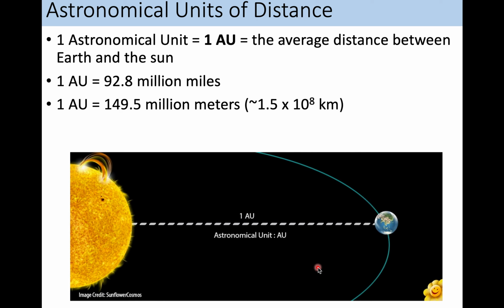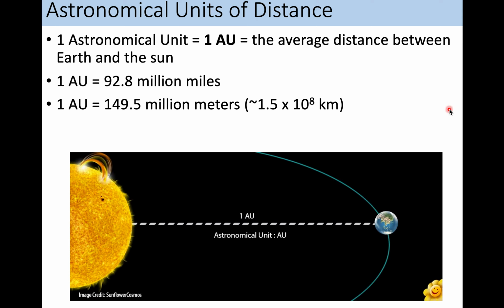So to start, we can think again about distance. So the astronomical unit of distance, we say 1 astronomical unit, or 1 AU, is the average distance between the Earth and the Sun. So the distance between the Earth and the Sun is 1 AU. So we use that to compare. If something is 100 AU, that means it's 100 times the distance from the Earth to the Sun. 1 AU is about 92.8 million miles, or about 150 million meters. So here is that number in scientific notation again.